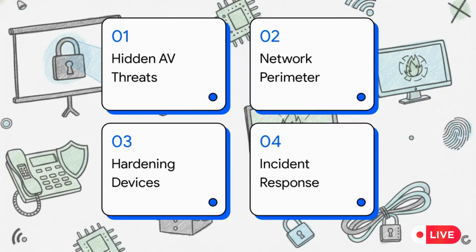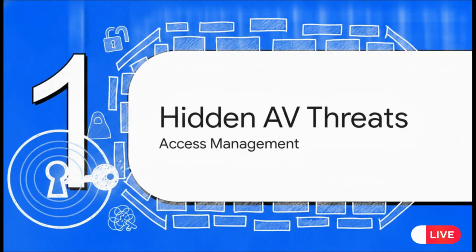Okay, here's our blueprint for locking these spaces down. Number 1, the hidden AV threat. Number 2, defending the network perimeter. Number 3, hardening devices and software. And finally, number 4, vigilance and incident response. Let's get right to it. Starting off with Section 1, the hidden AV threat.